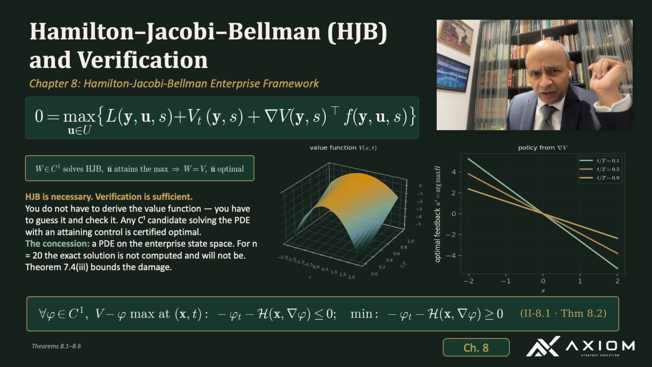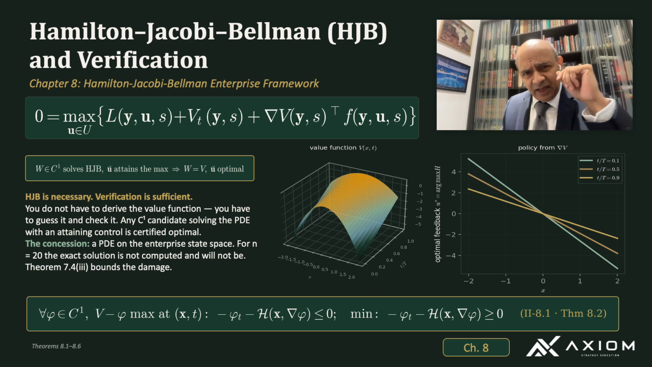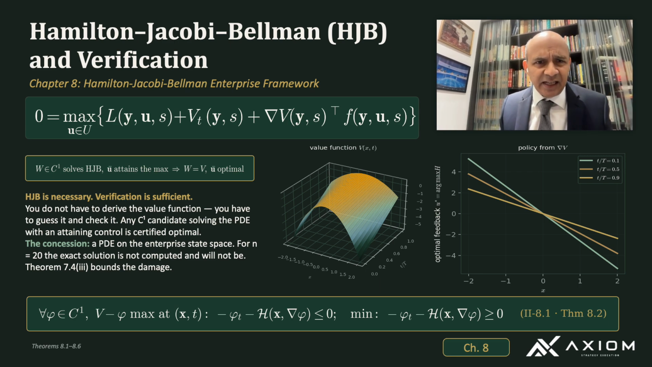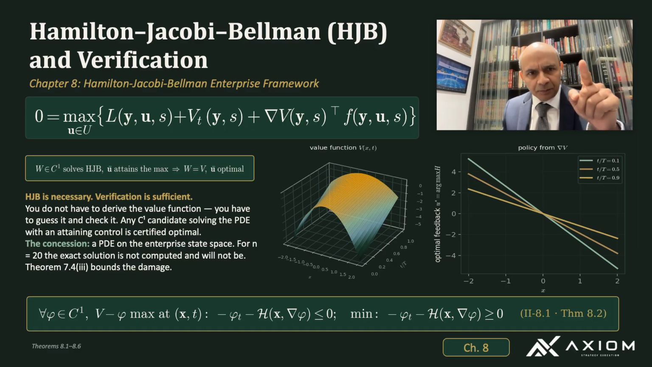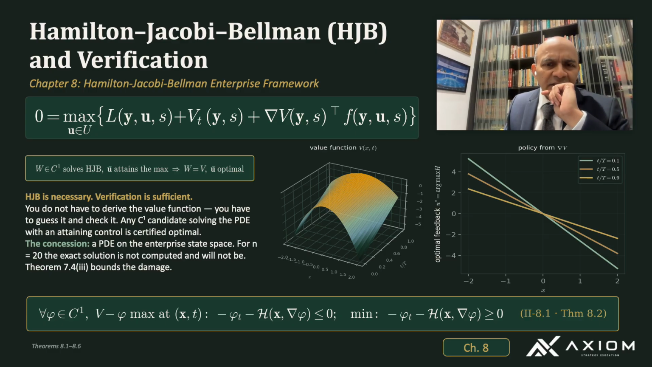Theorem 8.2, the verification theorem. Any smooth function that satisfies the HJB equation provides an upper bound on value, and if an admissible control attains the HJB maximum along its trajectory, that control is certified optimal, and the candidate function is the true value function.